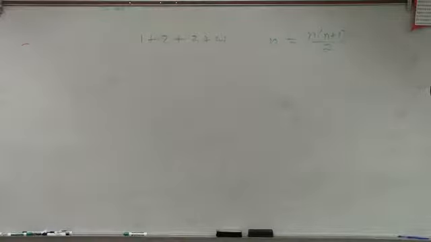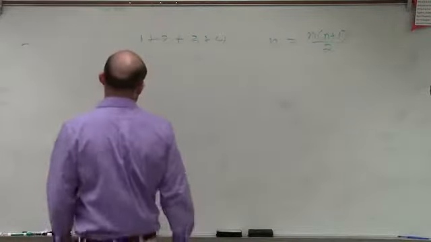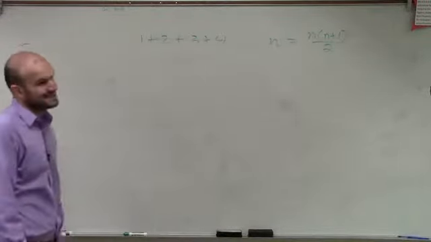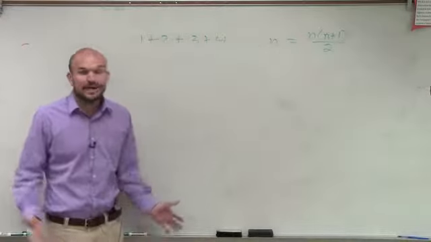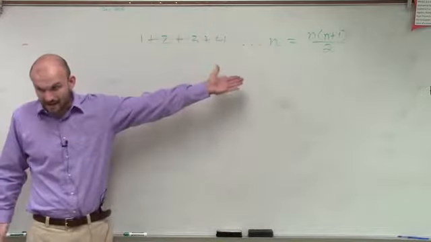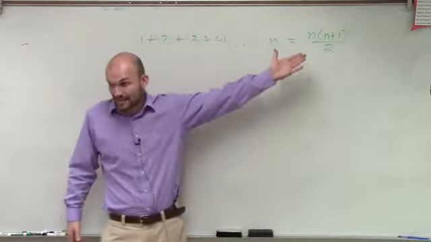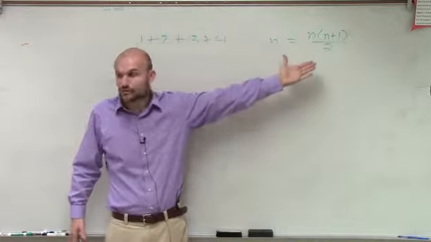Okay, so for this problem, we have the sum of R n. We have 1 plus 2 plus 3 plus 4 dot dot dot up to n equals n times n plus 1 divided by 2. Of course, we don't know if this is going to be true for every single number n. We are assuming it's true for every n, but we have not proven it.